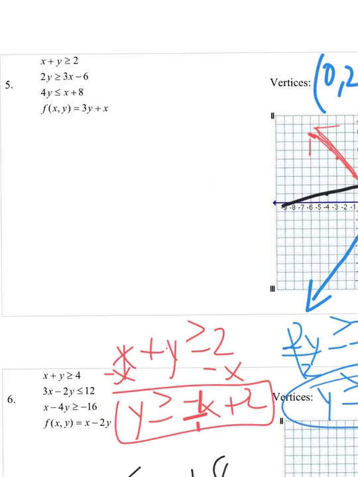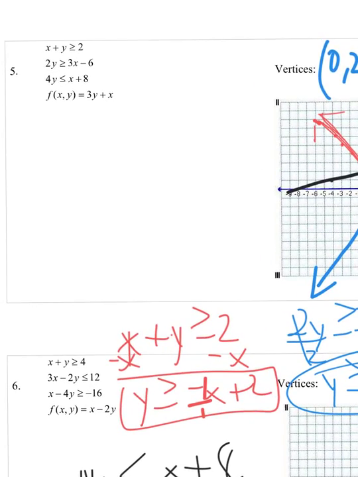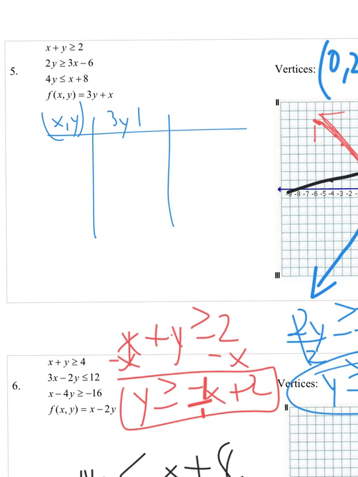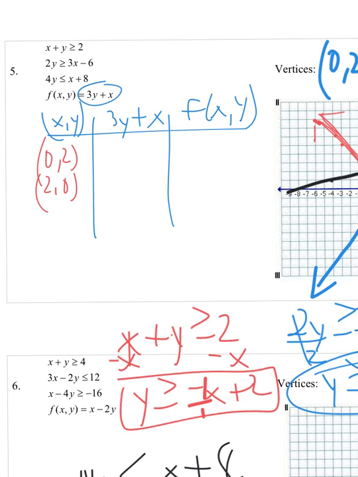So if I go back over here, now I've got to take those vertices and put them in a table. We're going to make, again, a 3-column table. x comma y in your first one. Put in the function, in this case it's 3y plus x, in the middle column, and then what it outputs when we put those x and y values from our vertices in. So we have these 3 vertices: 0, 2, 2, 0, and 4, 3.